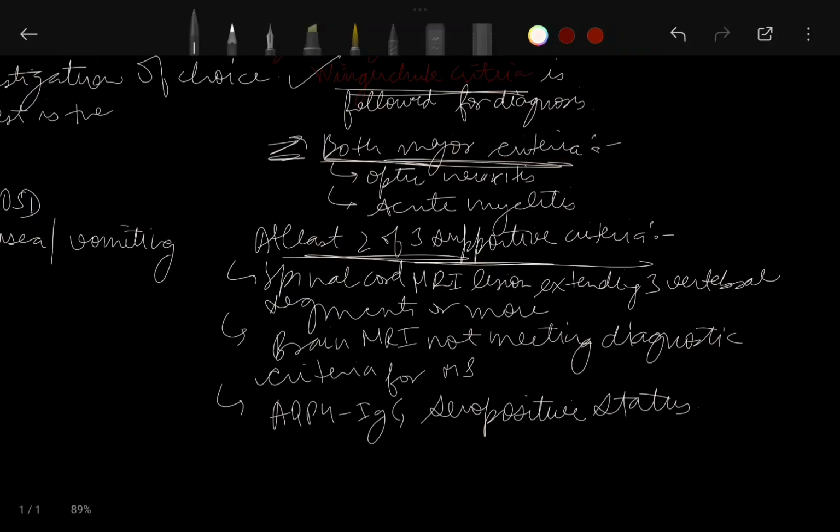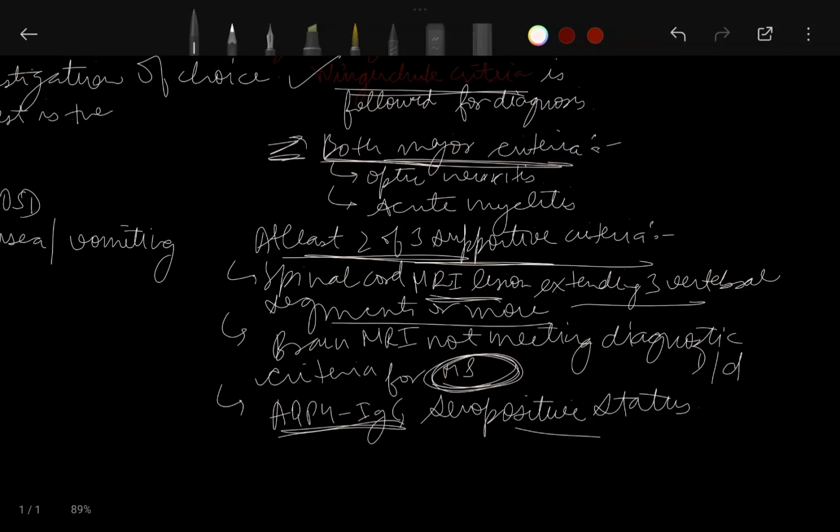At least 2 of 3 supportive criteria must be there. Besides the optic neuritis and acute myelitis, there must be a spinal cord MRI lesion extending 3 vertebral segments or more. The brain MRI must not meet diagnostic criteria for multiple sclerosis, so there must be a differential diagnosis in case of MRI.